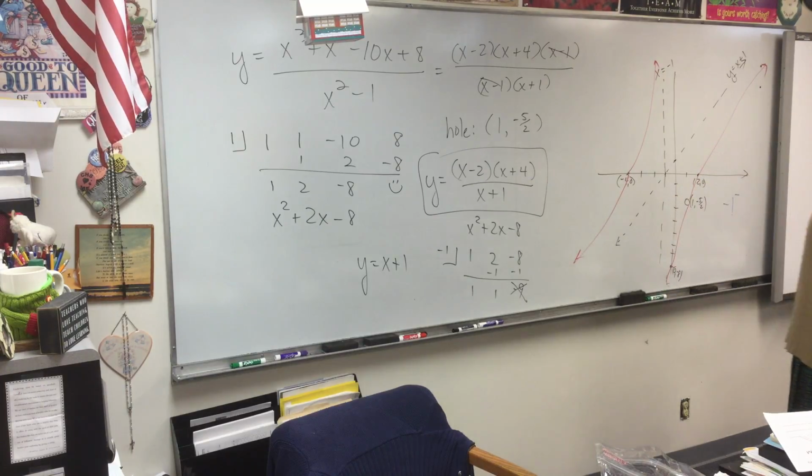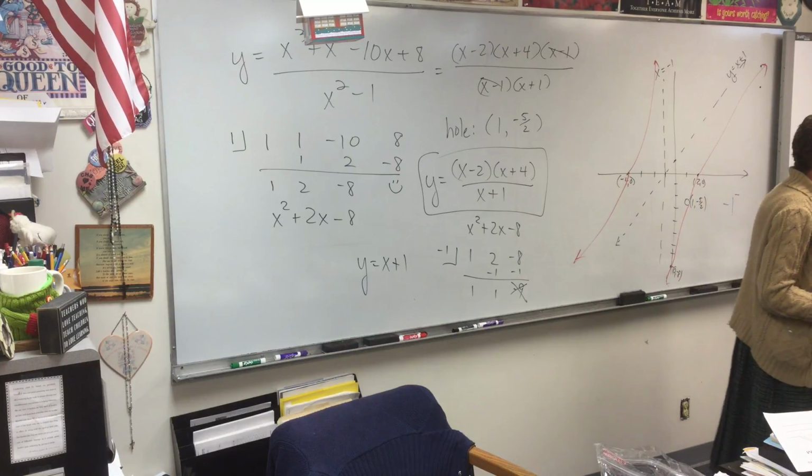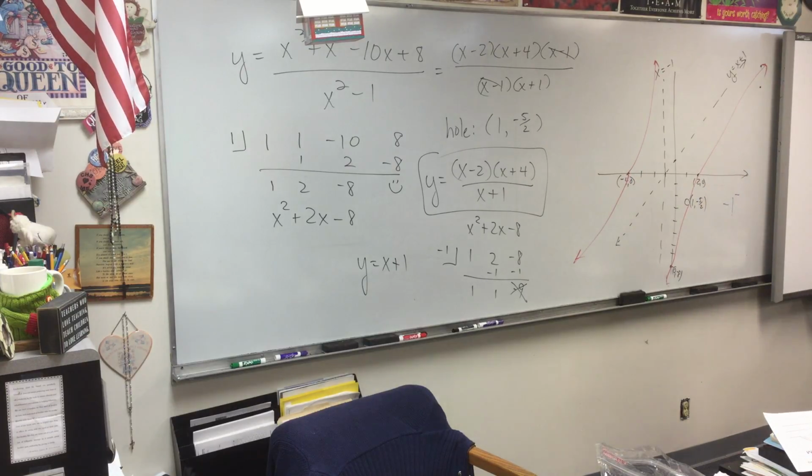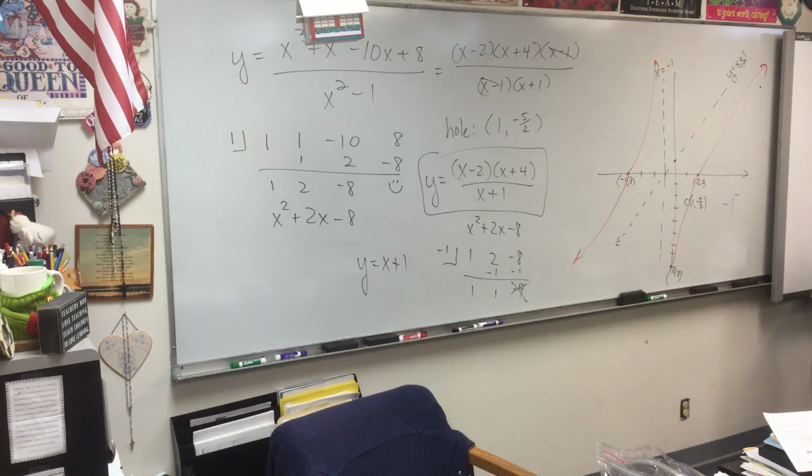Excluded values for number 3. This isn't on your quiz, but it's a review question. What is excluded values? There's only 1, and it is 1. Why is 1 excluded in problem number 3? Because if you put it in, you get a 0 in the denominator. Okay. So one was the only excluded value.